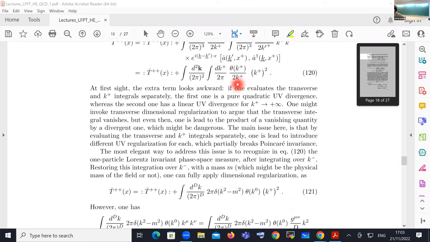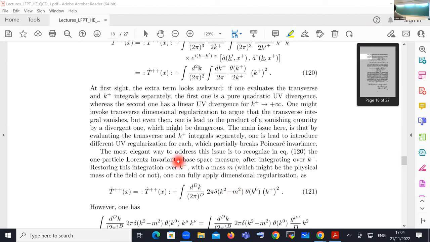But instead, one nice way to regularize this is, if you think about it, it's just what you get, up to the k plus square, with one particle Lorentz invariant phase space, which would be here without the k plus, and you integrate over k minus, you would get something like this. So here I undo that k minus integration to write things like this.